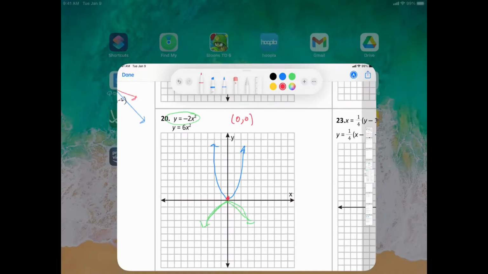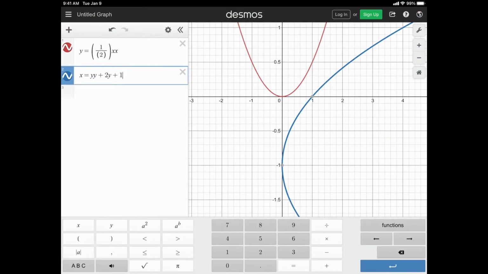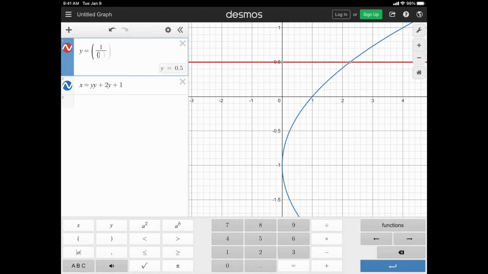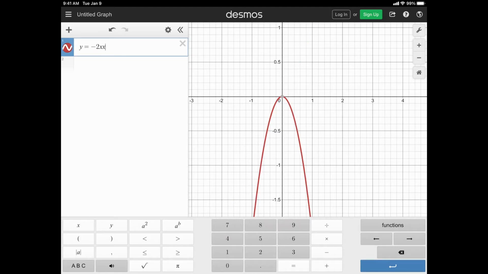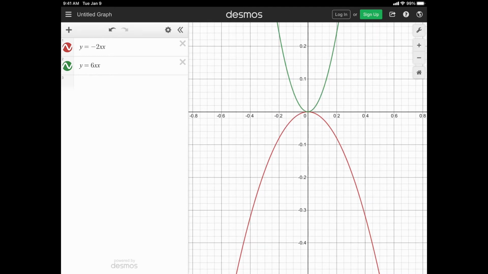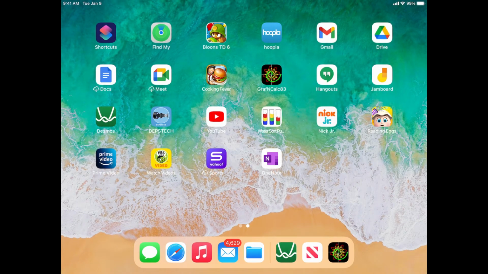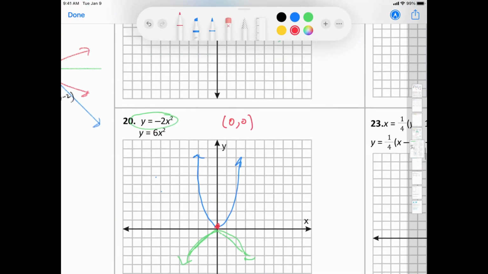Let's double check. So y equals negative 2x squared. And then this one is going to be y equals 6x squared. And there's your two graphs. All right, let's go ahead and try number 21.